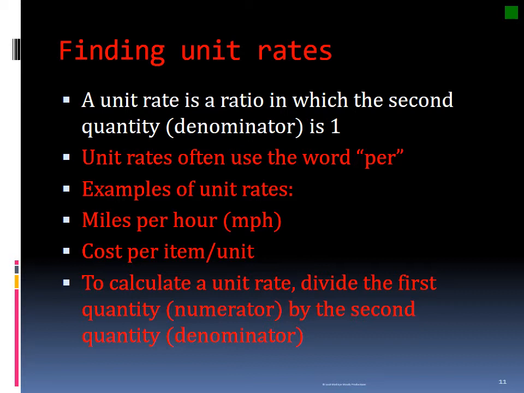The way to calculate a unit rate is to divide the first quantity, which is the numerator, by the second quantity, which is the denominator. That creates an equivalent fraction or an equivalent ratio where the second quantity is 1.